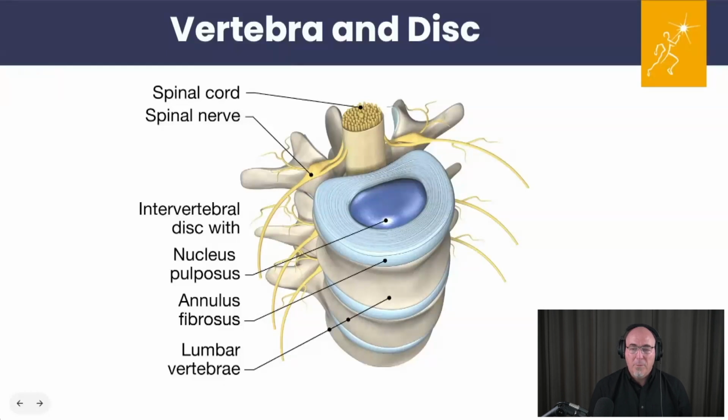But we were talking a little bit about how the nucleus pulposus, as we age, becomes drier and stiffer.